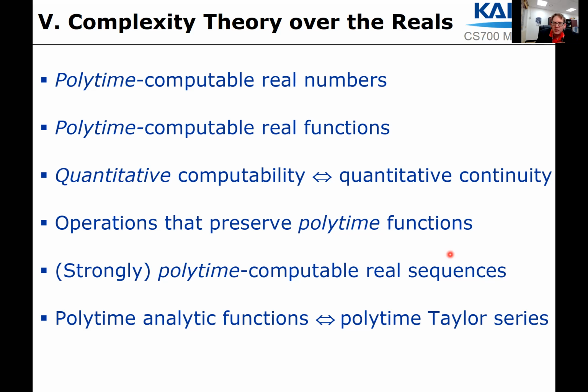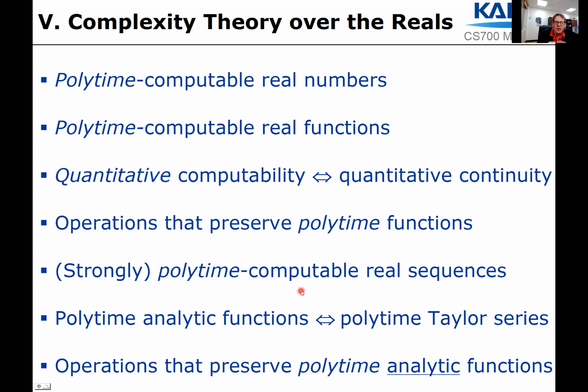And then we would consider polynomial time computability for the restricted case of analytic functions. We would see that two notions of polynomial time computability indeed agree. One, the notion of polynomial time computability as a function, and the other, polynomial time computability of the Taylor series coefficients as a polynomial time computable real sequence.